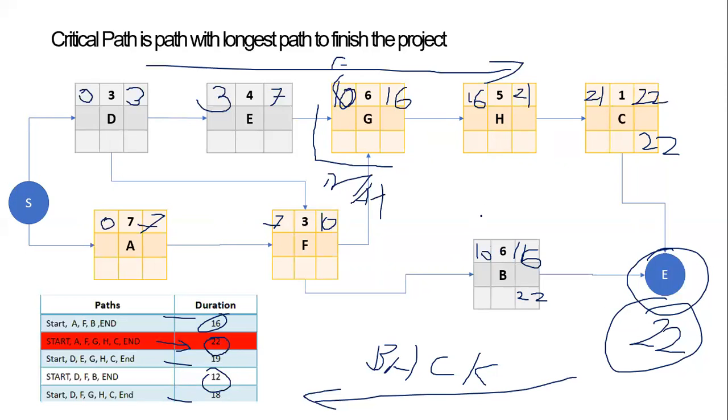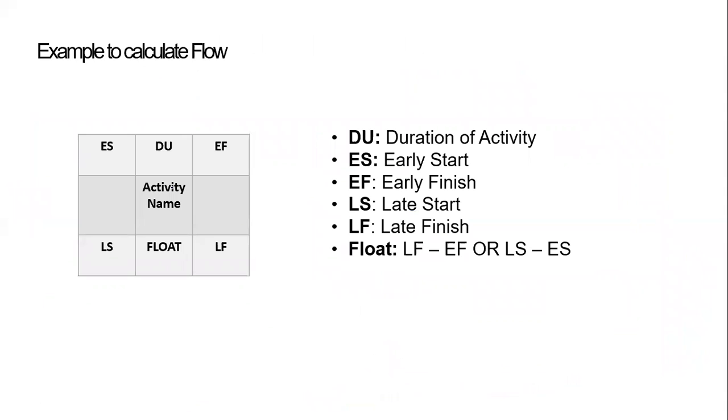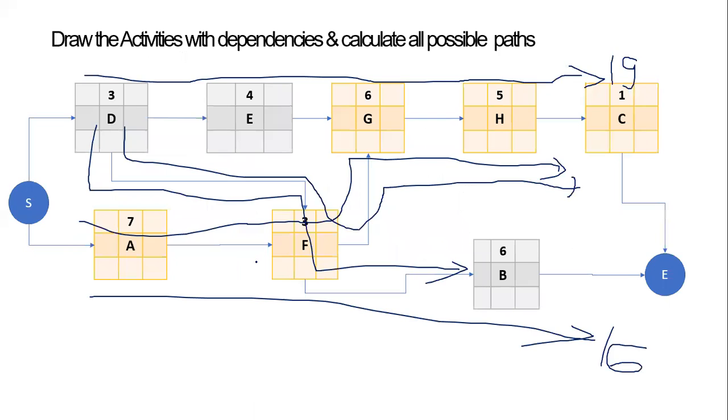So this is basically early start and early finish, and this is late start and late finish. Let's go back for a second. So this is what it is: early start, early finish, and late start, late finish. And whatever the difference I get, either of these is going to be the float. That's as simple as that.